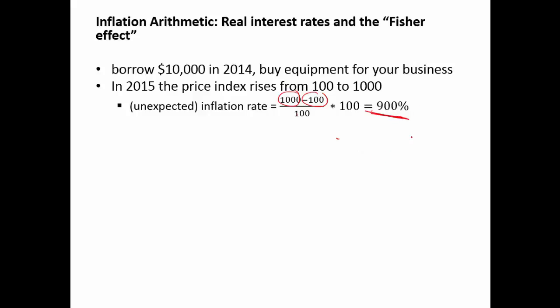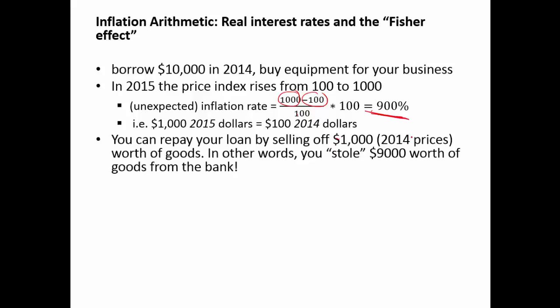900% inflation, unexpected inflation, so it's not going to be priced into interest rates. And what that means is $1,000 is equivalent in purchasing power to just 100 of the old dollars, the original 2014 dollars. So I borrowed 10,000 of these older, more valuable dollars, and I can repay that with a tenth of that in terms of the new dollars, because new dollars represent old dollars at this 10-to-1 ratio. So if I sold off $1,000 worth of assets at the old price level, I could pay off my loan, and I've therefore stolen $9,000 worth of goods from the bank. Well, it's not really theft, but in effect it is, because the bank is facing this loss.